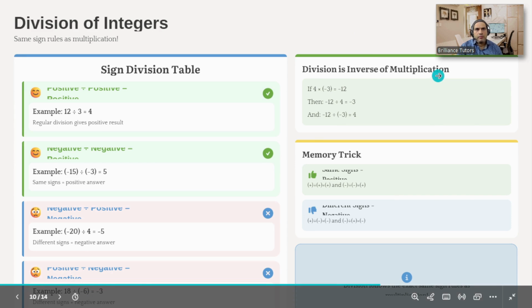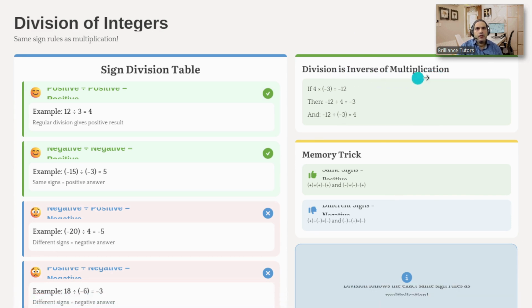Division is the inverse of multiplication. Like 4 into minus 3 is minus 12. Then minus 12 divided by minus 4 is 3, and minus 12 divided by minus 3 is 4. So it's the same sign, so it is positive.